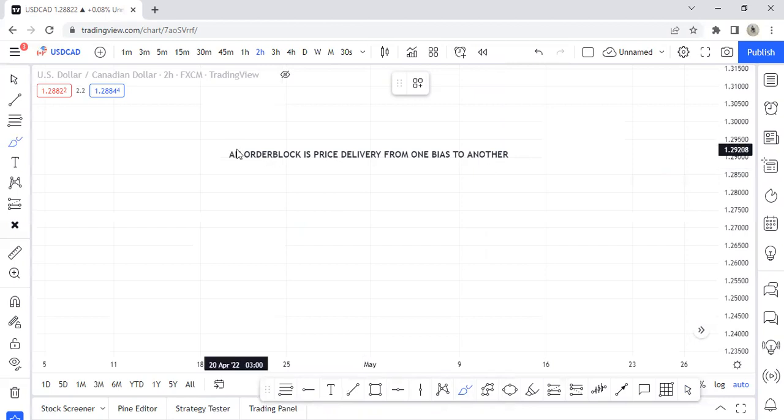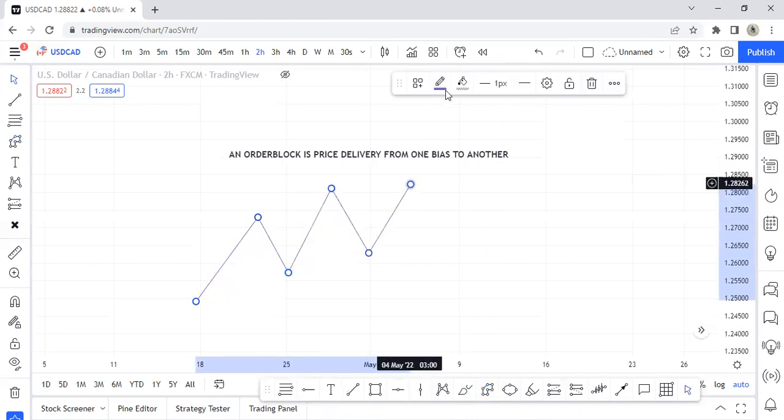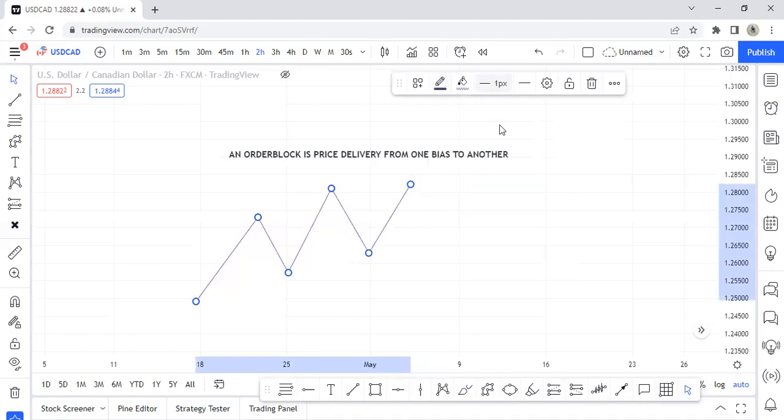So what do I mean by this? When we're talking about order blocks, we're referring to candles that show a change of character. That means when you're having a bullish market, so you're having a bullish market. Let me edit this, make it black and a bit thicker.